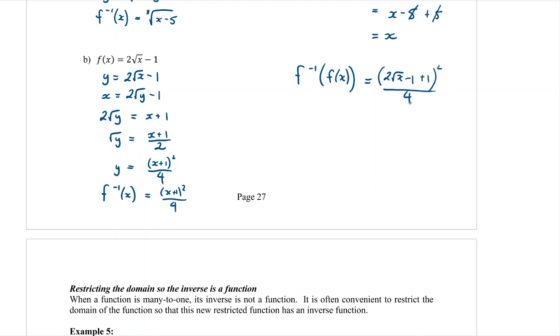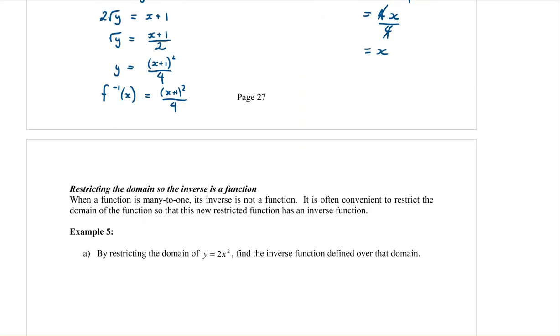Everyone's following that? Now in the bracket, I have a minus 1 plus 1. That's good news. They cancel out. And then I just need to square the 2 square root x. So I square the 2, which becomes 4. And squaring the square root means the square root disappears and it's just an x over 4. And of course the 4's will cancel out. And there's my x again.